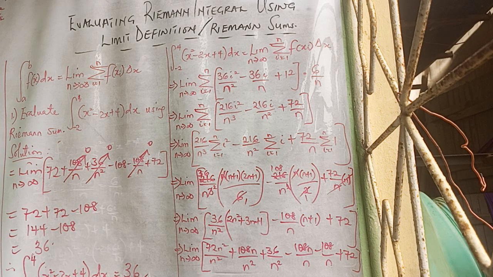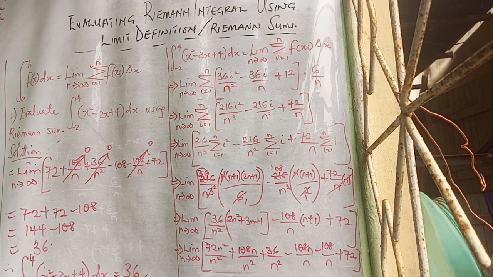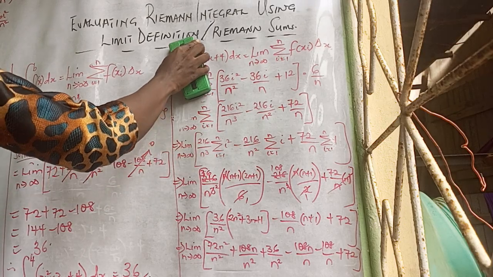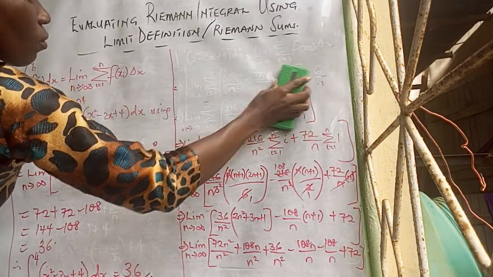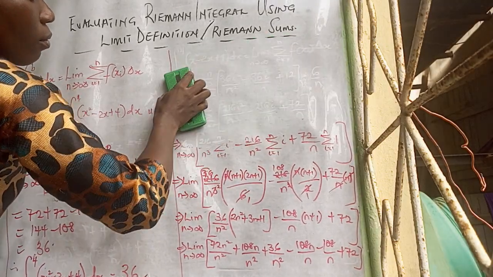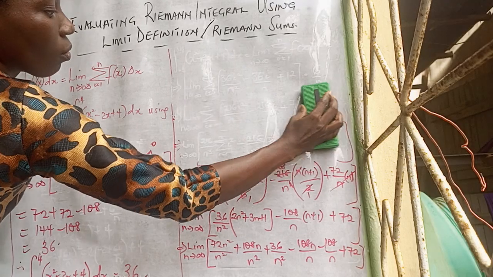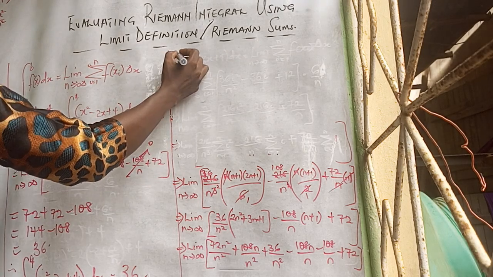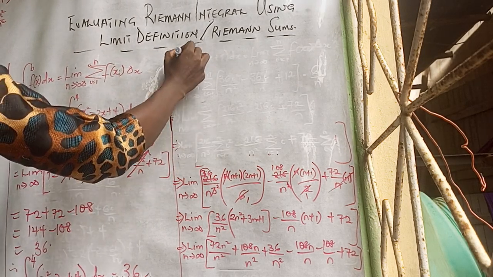I'm going to leave us with an example that we can try our hands on using the limit definition, and then I see you in the next video. Let's write the example that we can try our hands on. I'll use the black marker so we can identify it. You can try your hands on this.